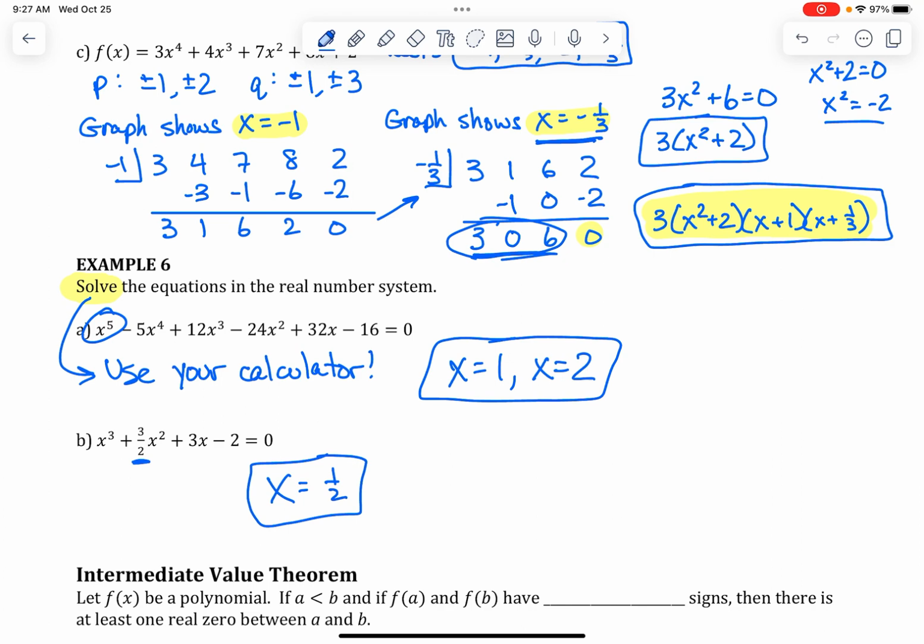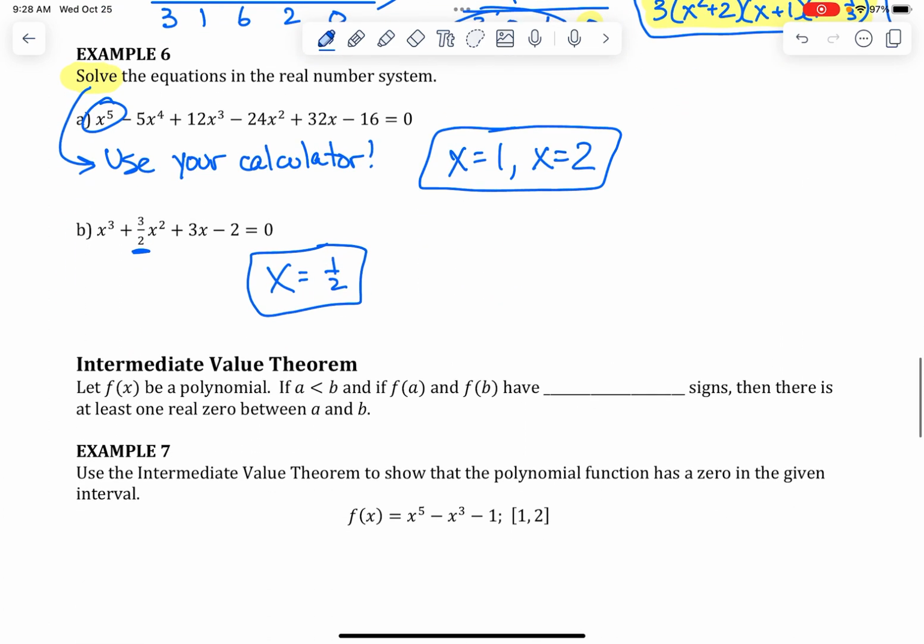Okay, our final thing here is that we want to talk about what's called the intermediate value theorem. This is a pretty straightforward theorem. The wording is a little bit crazy, but if you think about what's being asked, and I'll explain it, they'll be like, oh, that's all they're asking?